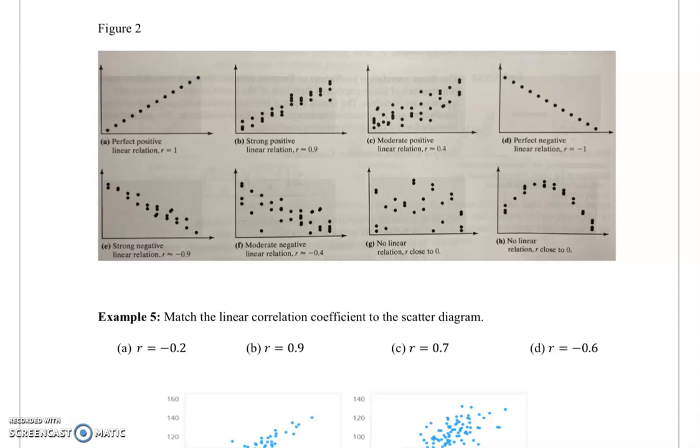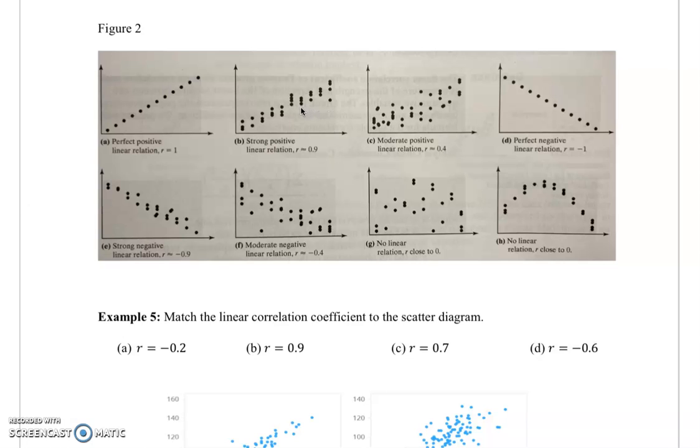Let's look at some examples now of some relationships, graphs of relationships, and what their R value would be. So in figure 2 in number A, you can see that it's a perfect positive relation. And so R equals 1. We know it's perfect because those points line up on a perfectly straight line.